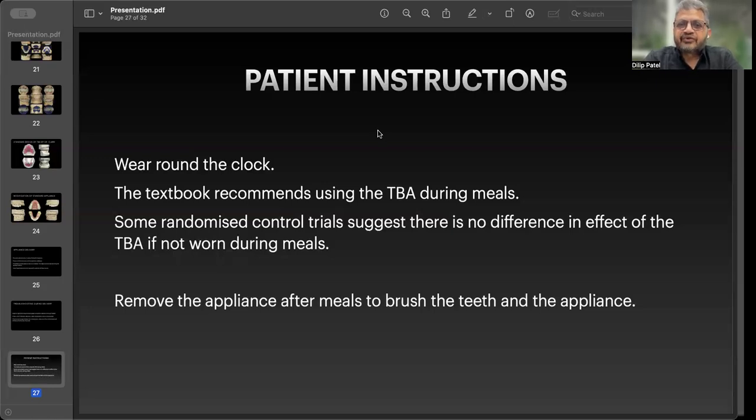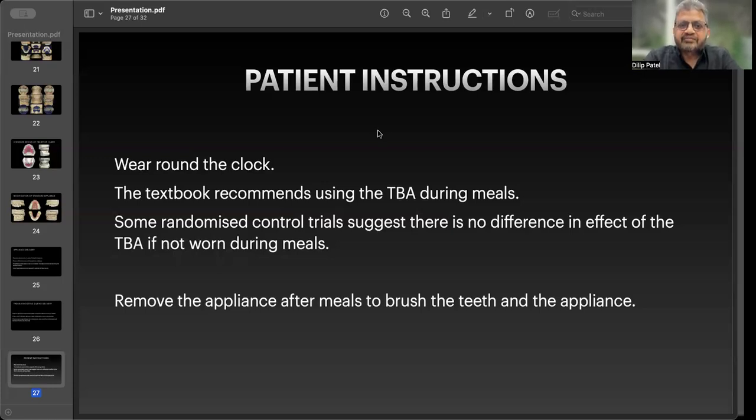Textbooks recommend using the twin block during the meal. Some randomized control trials suggested there is no difference in the effect of the twin block appliance if it is not worn during the meal. But in my patients, those who are wearing it round the clock have a faster improvement than the patients who are not wearing the appliance during the meal.